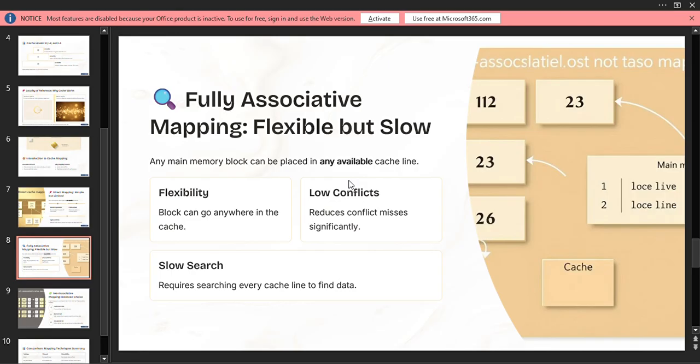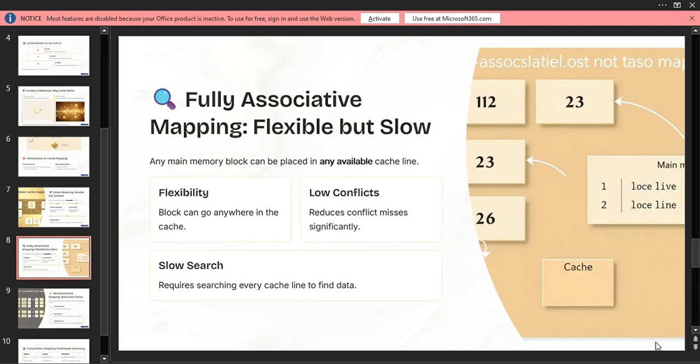But it requires complex hardware like CAM, which is content addressable memory, to search all lines at once. It is slower and more expensive, but very efficient in handling data placement. That's fully associative mapping: it's flexible but slow, requiring searching every cache line to find data.